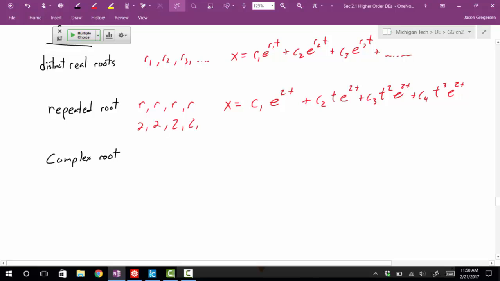All right. What if we have a root that looks like alpha plus beta i, some complex number, right? 2 plus 3i. What do we do here? Well, once again, what's the problem? Can't I just do some constant e to the 2 plus 3i times t plus some constant e to the 2 minus 3i times t? Those roots always come in pairs. Can I just do that? Is that a solution?